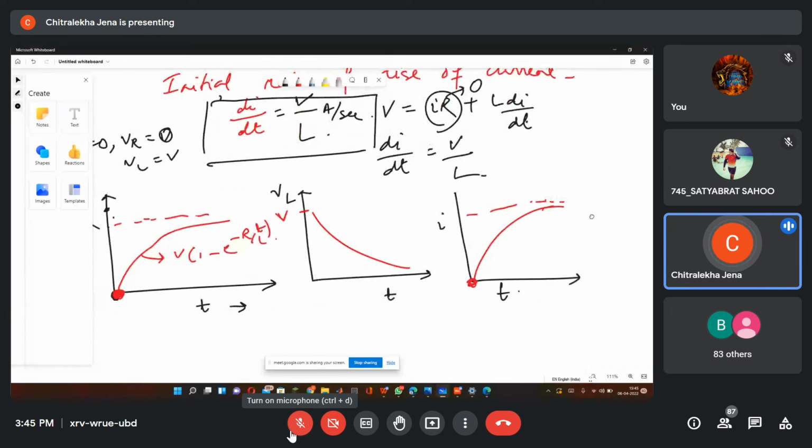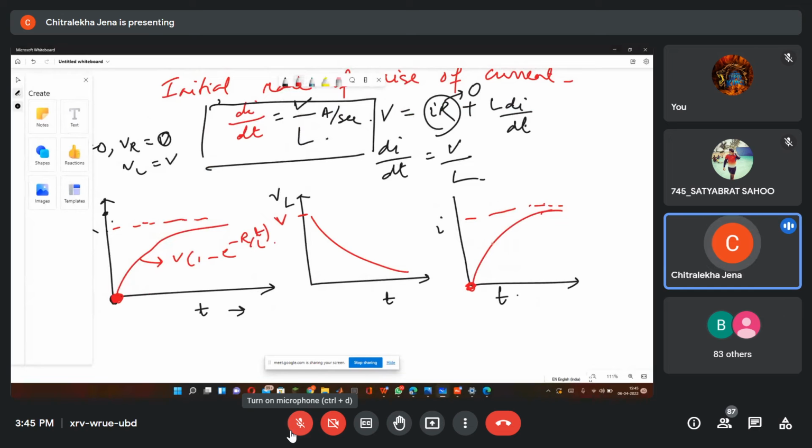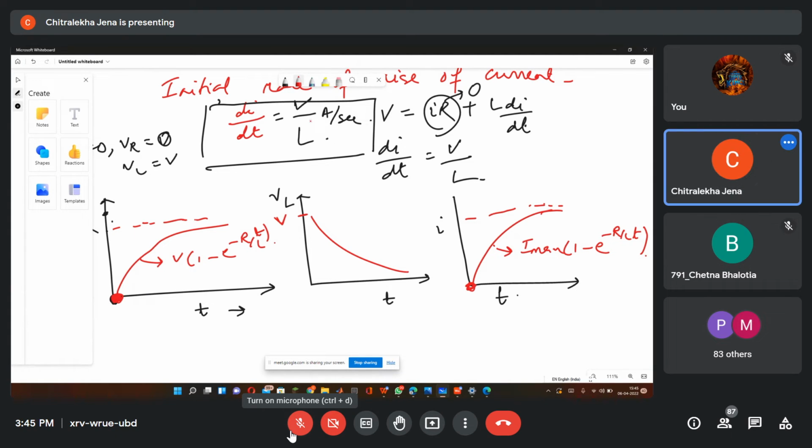So what is your current equation? Tell me. What was the current equation? I maximum into how much? 1 minus e to the power minus R by L into t. Yes or no? Yes, ma'am. Okay. And what about this one? What happens to VL? What will be the equation of VL?